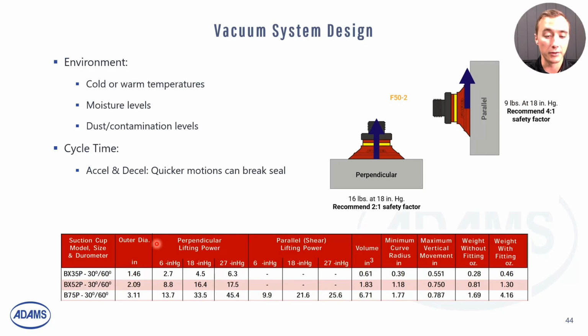And this chart down here shows you some of the different holding forces that each scenario can get at varying vacuum levels. With a 35 millimeter cup at 6 inches of mercury, you can get 2.7 pounds of holding force, whereas a 75 millimeter cup at 27 inches of mercury gets you about 45 to 46. So you can get much different results depending on your cup size, your orientation, and also the vacuum level.